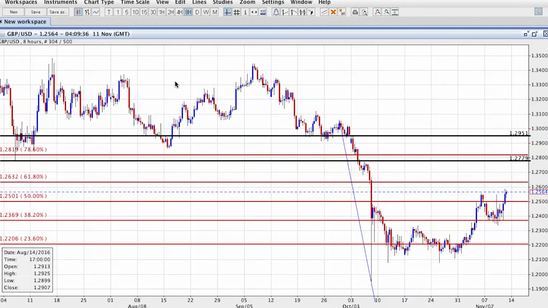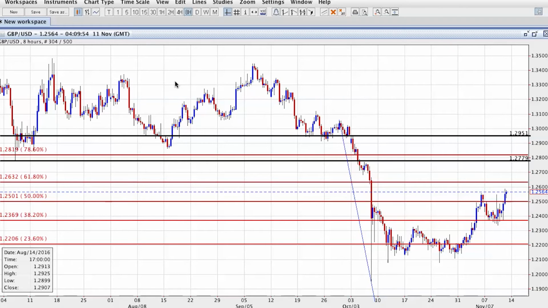And I think if we look at the reasons behind the rise, we have to look to the trade relationship that the UK has with the US. Obviously the US is the UK's biggest trading partner, and I think the market is pricing in that Donald Trump will be very good for trade relations.